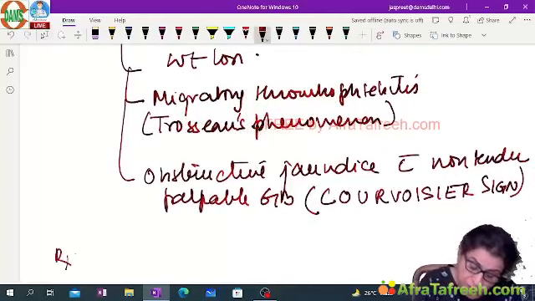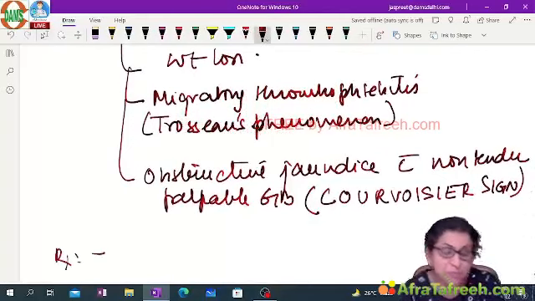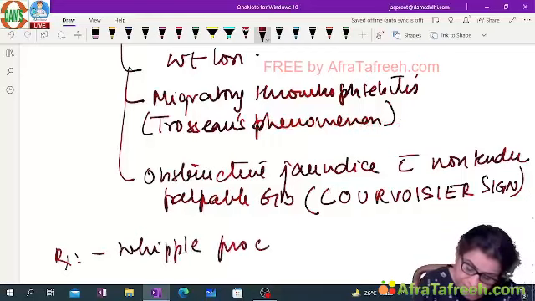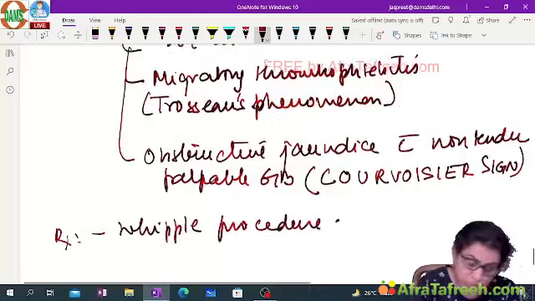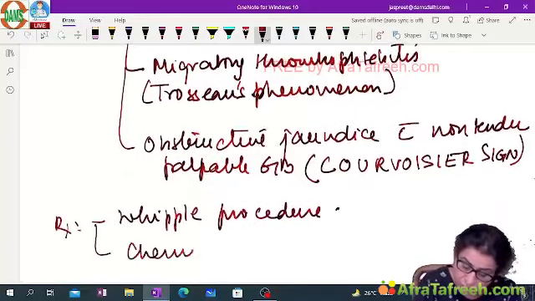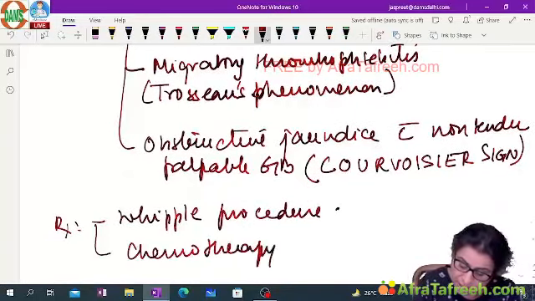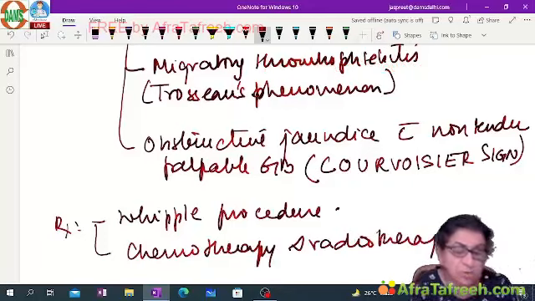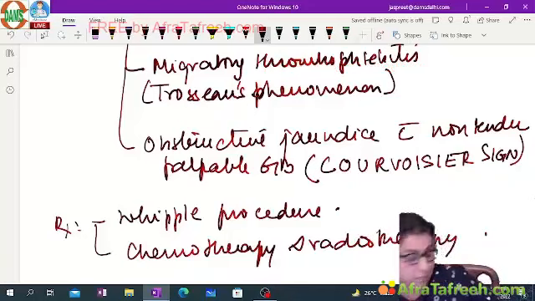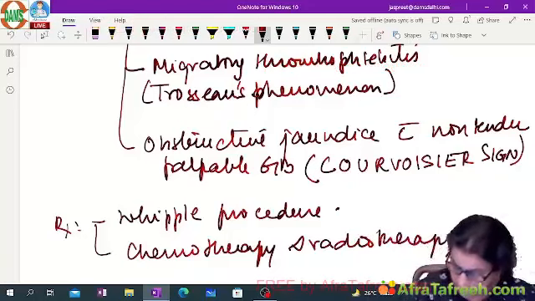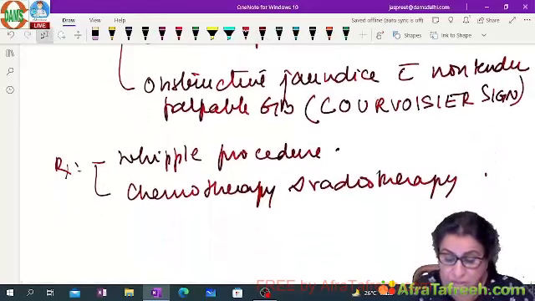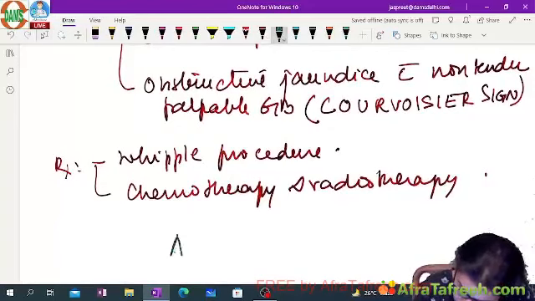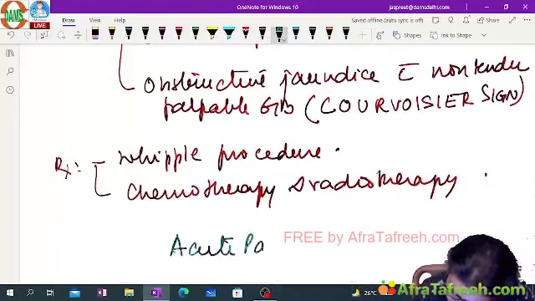Okay, treatment, what do we do? Surgery is done. There is something called Whipple's procedure. In addition, they usually present with advanced disease, so chemotherapy and radiotherapy are also given. Radiation therapy and chemotherapy also need to be given to these patients. So that is about adenocarcinoma of pancreas.